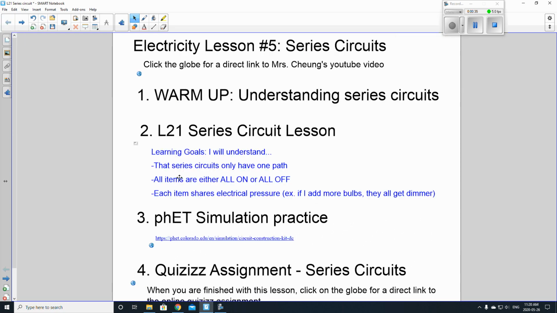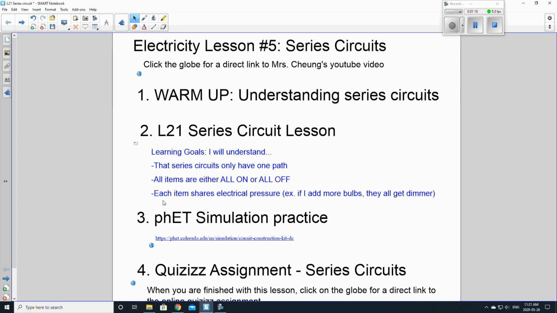By the end of this lesson, you will understand that series circuits have only one path to follow. This means that in the electric circuit, there's no choice in where the electrons go. They are all forced to follow one path only. So that means that they are either on or off. This also means that either all items are all on or all items are all off. I'll go into that a little bit more.